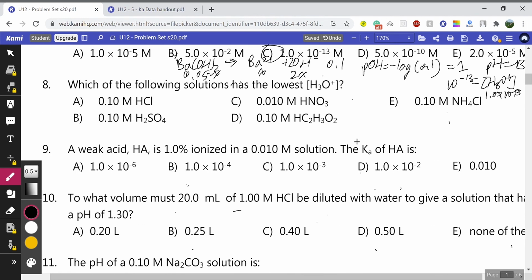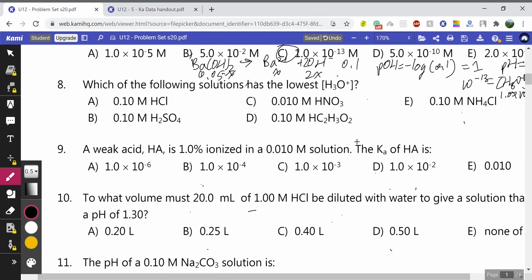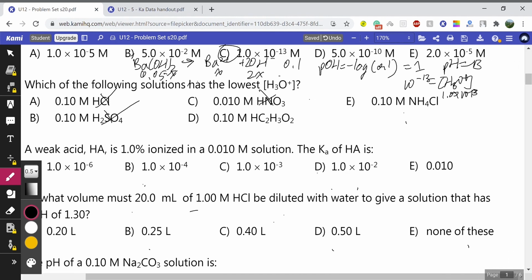Which one of the following has the lowest concentration of H3O plus? Lowest concentration of H3O plus basically means which one has the lowest Ka. The lower the Ka, the weaker the acid, the lower the concentration of H3O plus. Now all of these are strong acids, so we can easily get rid of them. Now we just need to debate which one has a weaker Ka value between these two. The one with the lower Ka will have lower concentrations of H3O+.